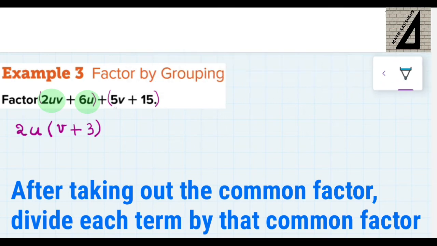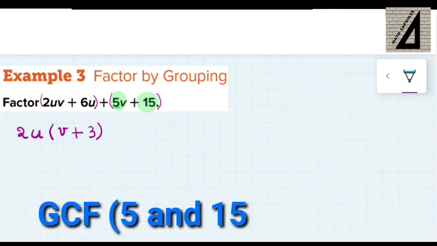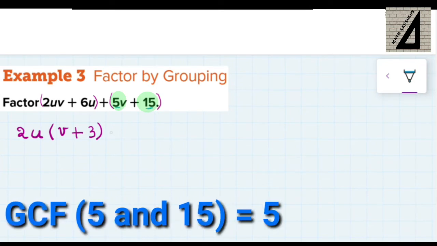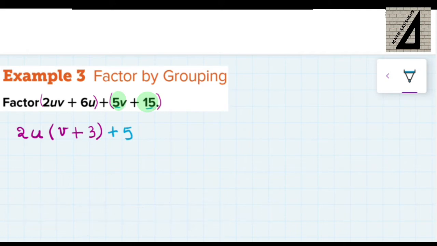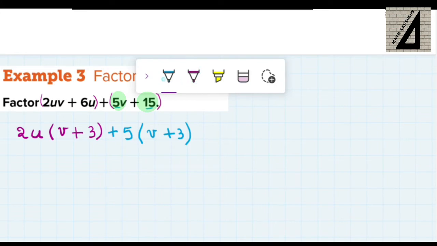Now for the second bracket, 5v plus 15. Of course, the greatest common factor between 5 and 15 is positive 5. You have v here and you don't have v in the second term, so we're not going to take any v's outside. So this will be only the common factor 5. And what remains inside is: you divide 5v over 5 to get v, and plus 15 divided by 5 is 3.